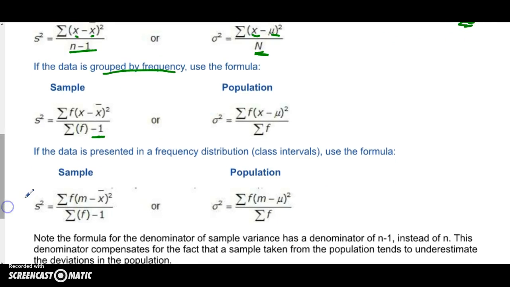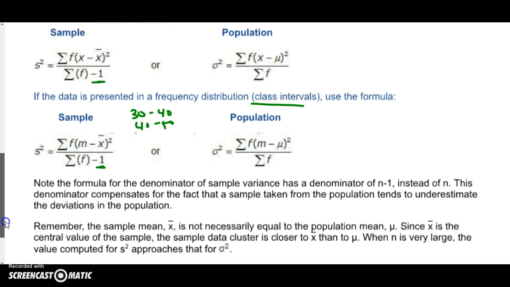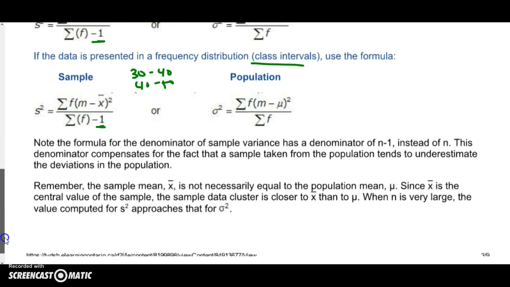And again, when you look at class intervals, when you want to get the average in the class intervals, where the data is in pieces like 30 to 40, 40 to 50, and that sort of thing, you're going to, again, use minus 1. So again, sample, you're going to have minus 1. Population, you'll have just the number of pieces of data.